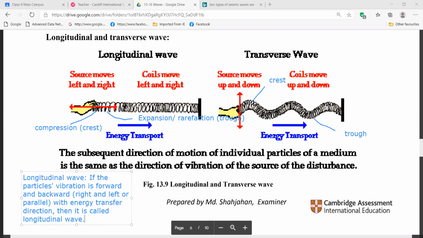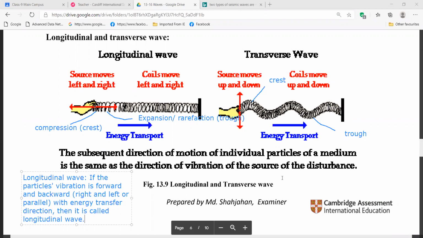Examples we already gave at the beginning. What are the examples, Kazi? Sound wave, seismic P wave. Sound wave, then another one I gave, right? A spring that is compressed and expanded. So that one is also there with us here.